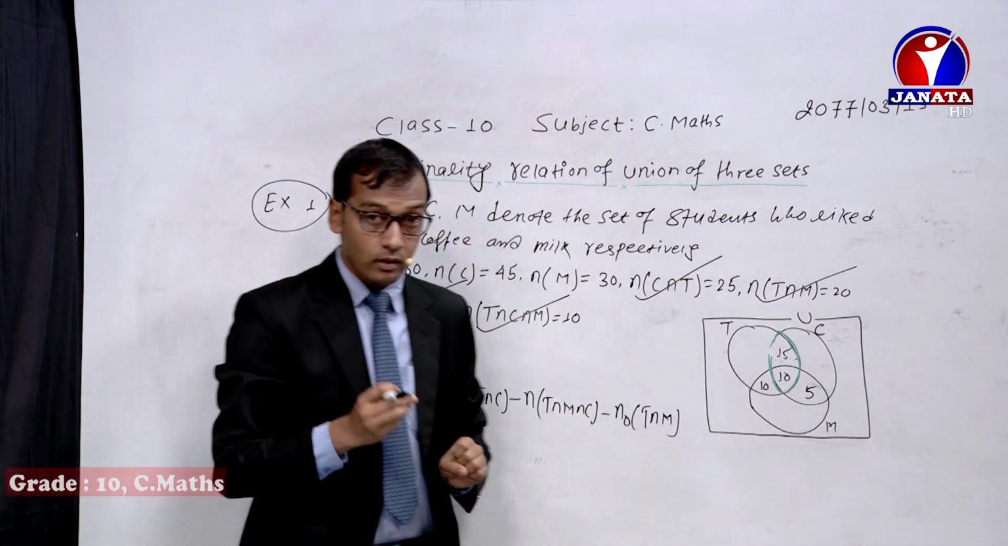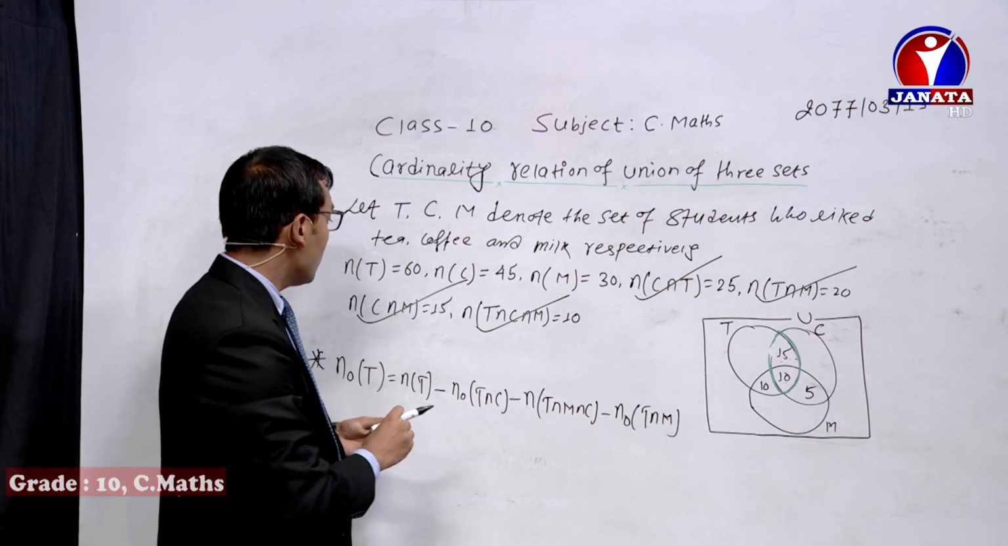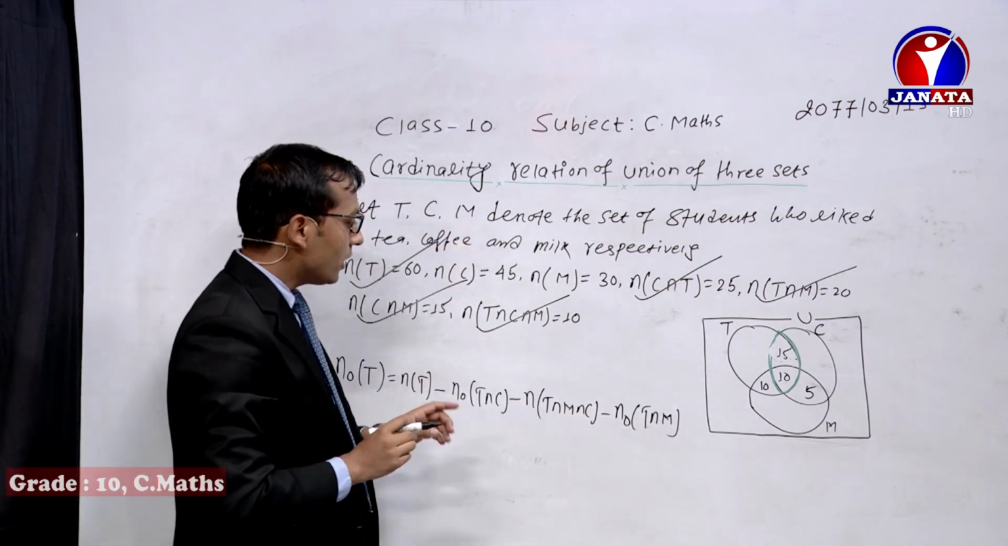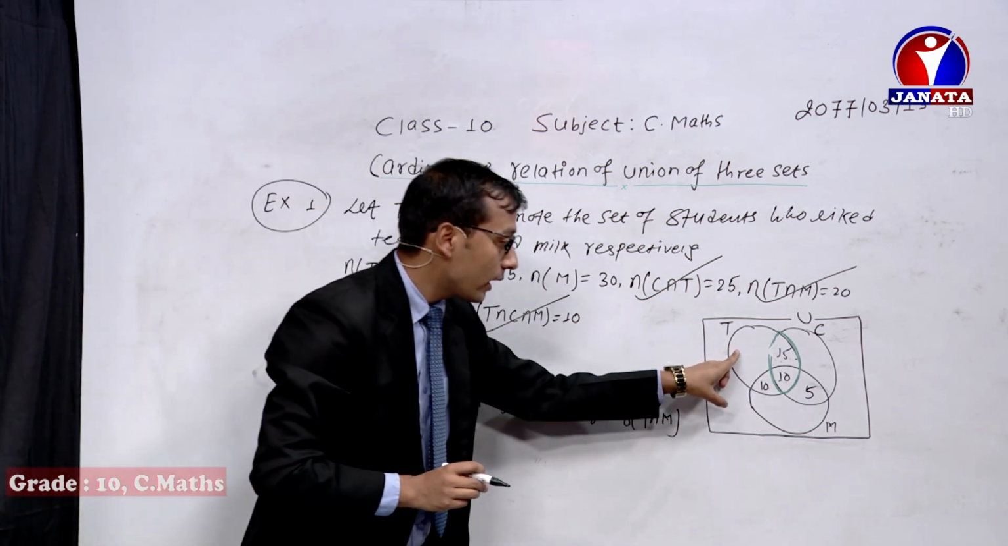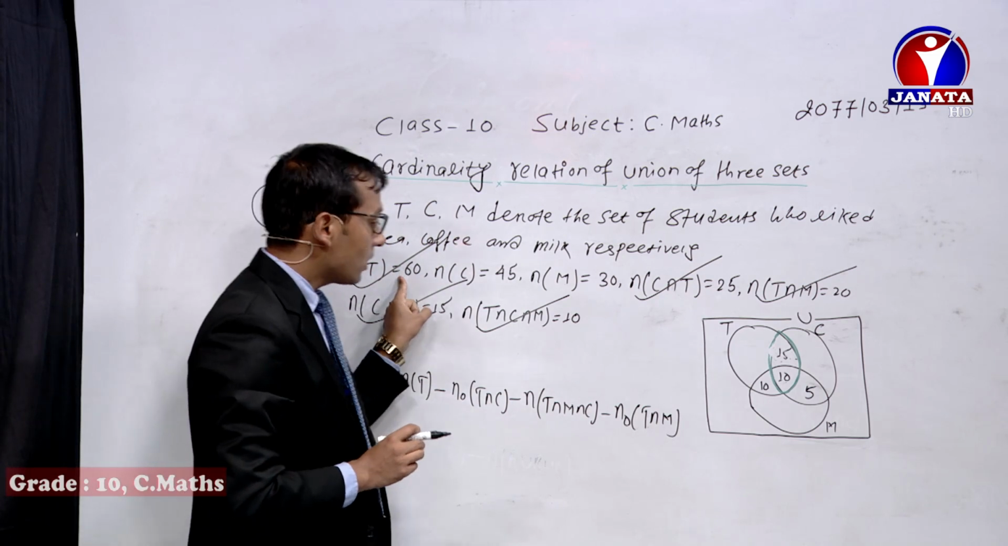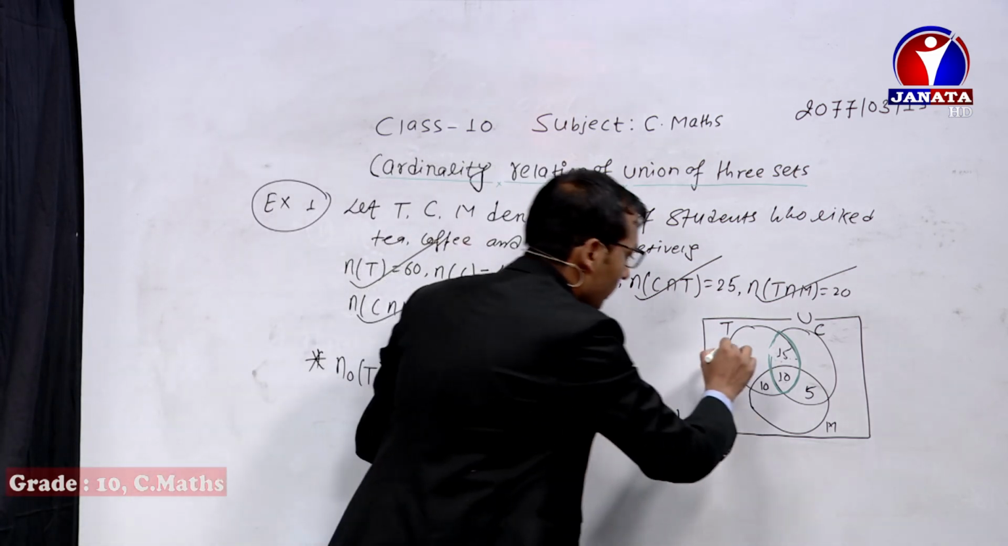20 plus 15 is 35. So what is n of T? 60. If we deduct the sum of these three numbers from 60, we obtain the number for n only T, and that is 60 minus 35, which is 25.